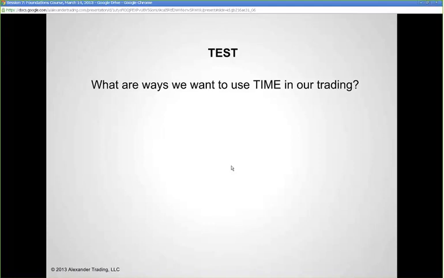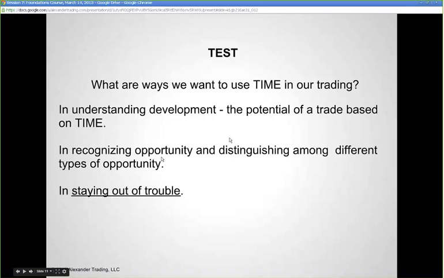Yeah, and Kim, that's exactly right. It's a patience thing, patience in waiting for your entry and patience in waiting for a trade to develop. And the develop thing is very important. You've hit a very key point here. You can use time to stay out of trouble.